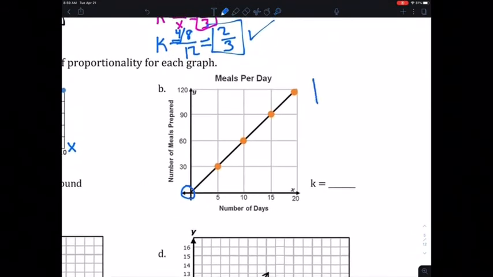Same thing. K equals y over x. Let's go ahead and label. These are actually labeled for us right here. Here's my x. Here's my y. Good. That's perfect. Makes life easier for us. So we have 1, 2, 3, 4 sets of points here we can use. We can use 30 and 5.